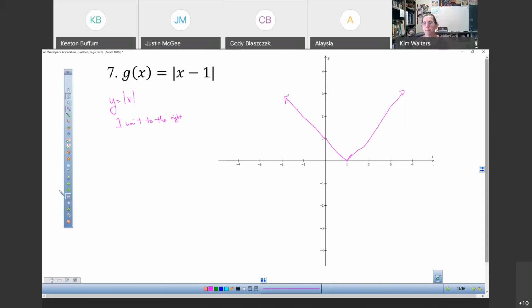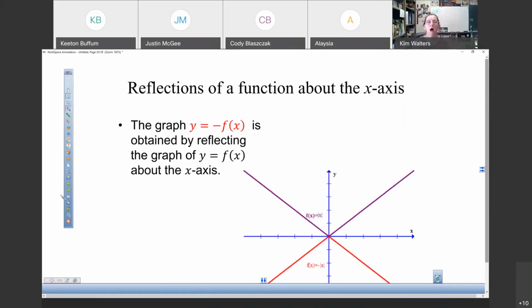So good, excellent. All right, so the next thing we're going to do, and we are going to put all of this together, it's going to be absolutely amazing. One of the other things we can do is reflect about the x-axis. We can reflect about the y-axis, we just don't in here, because it's not very meaningful to what we want to do. But the reflection about the x-axis is really important.